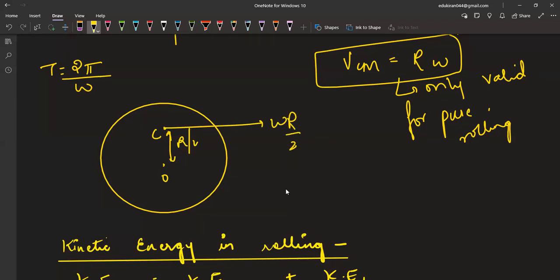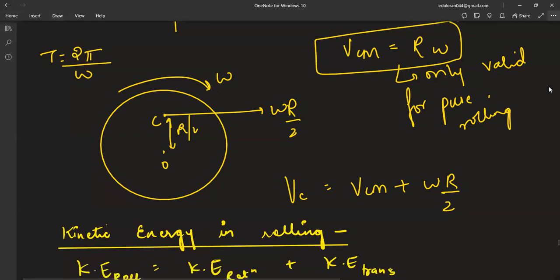Clear? So when we talk about velocity, the center of mass velocity is already there, right? Because radius doesn't involve in your center of mass. So what is the net velocity? It will be velocity of center of mass plus omega r we used to write, that will become omega r by 2. So depending upon the radius, you can vary this as well.